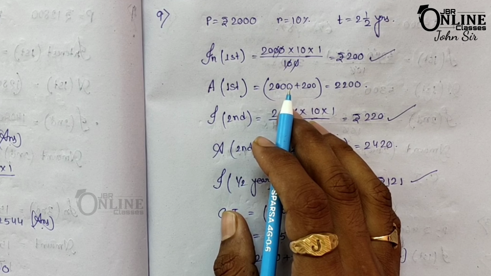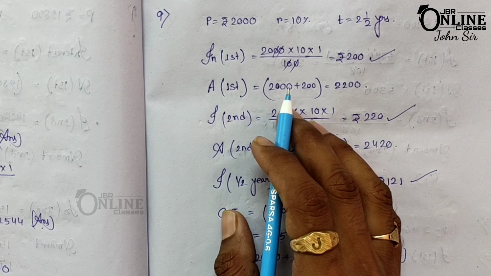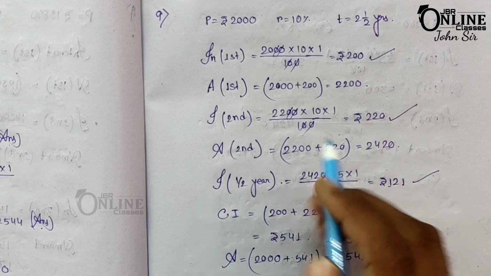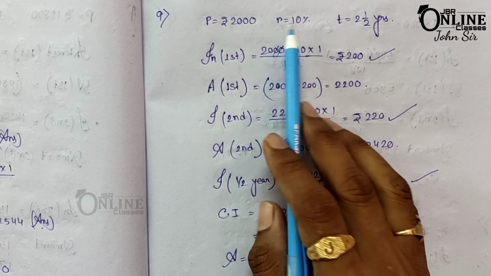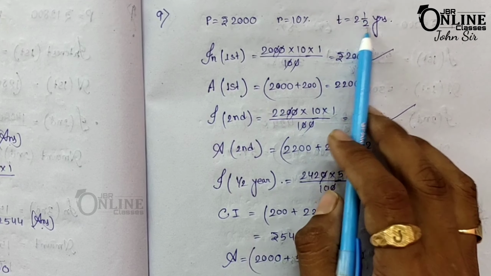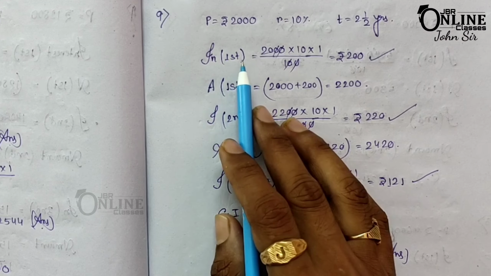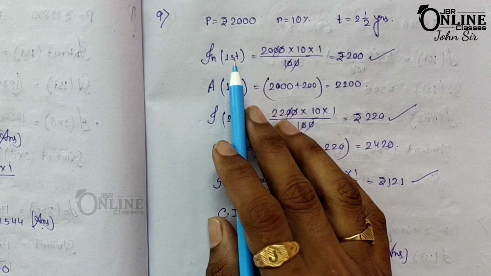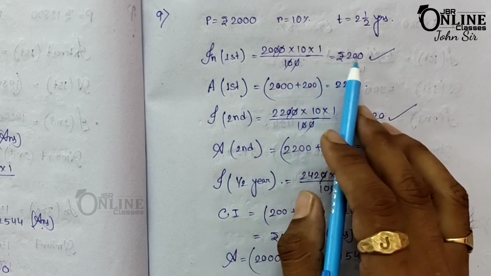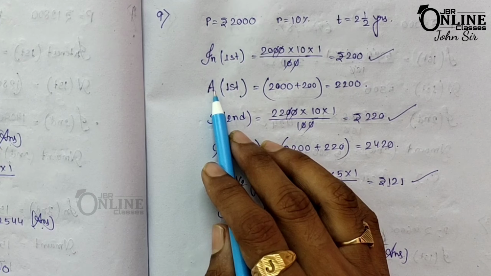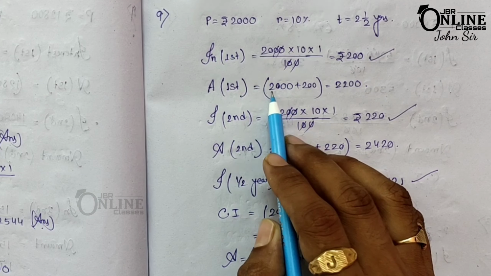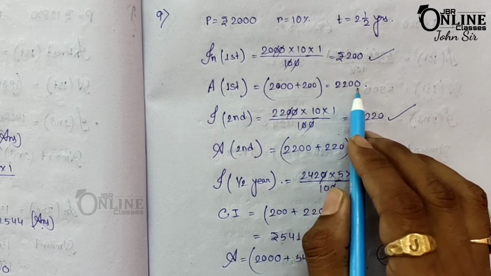Now sum number 9. Find the amount and the compound interest on rupees 2,000 at 10% for 2 whole 1 by 2 years compounded annually. Okay, so here principal equal to 2,000 and rate equal to 10%, time equal to 2 whole 1 by 2 years. So first you have to find out the interest for the first year. So here PRT by 100, that equal to 200. So 200 is the interest for the first year. That means amount after first year it will be 2,000 plus 200, that equal to 2200.